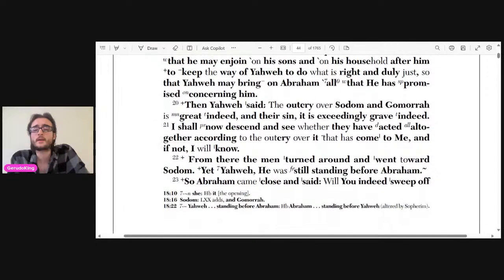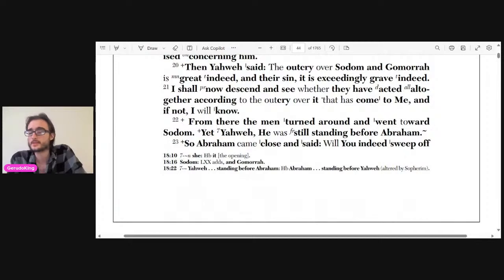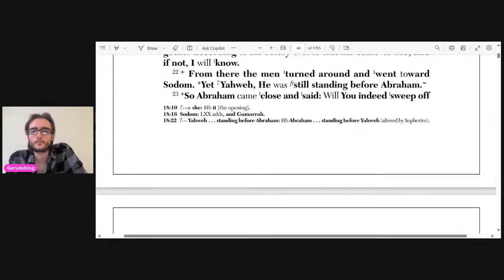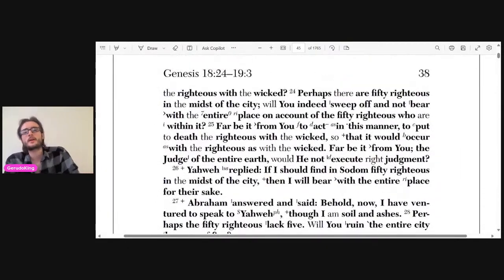Then Yahweh said, the outcry over Sodom and Gomorrah is great indeed, and their sin, it is exceedingly grave indeed. I shall now descend and see whether they have acted altogether according to the outcry over it that has come to me, and if not, I will know. From there the men turned around and went toward Sodom. Yet Yahweh, he was still standing before Abraham. So Abraham came close and said, will you indeed sweep off the righteous with the wicked? Perhaps there are 50 righteous in the midst of the city.